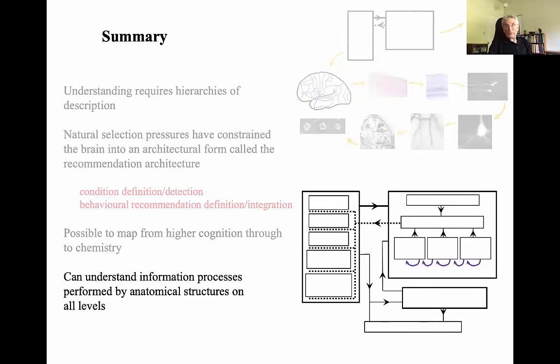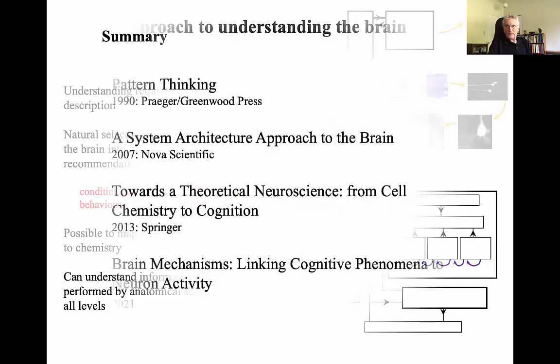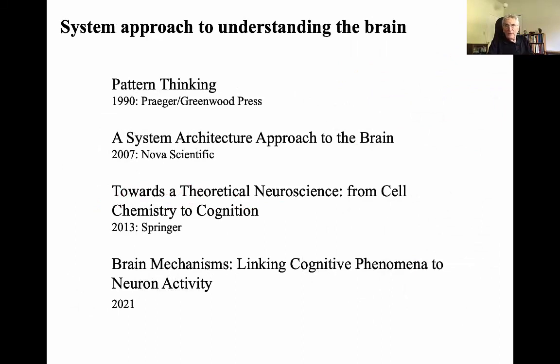And also it's possible to understand the information processes performed by anatomical structures and how they come together to support cognitive processing. And I want to make the final comment that this is a system understanding. Any one cognitive phenomenon is going to require processes performed by many or all different anatomical structures. It's meaningless to look for one anatomical structure or chemical process that's the place where some cognitive process is going on.